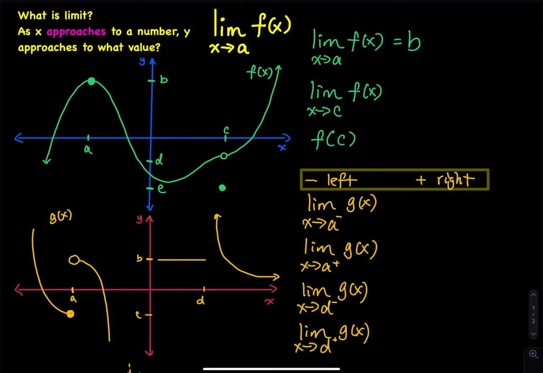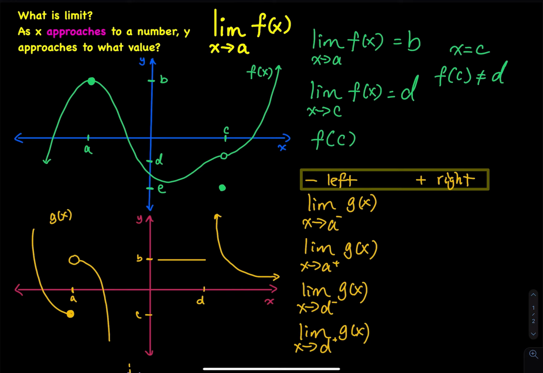What about x approaches c? So c is right over here. As x approaches c from the left, and as x approaches c from the right, y approaches d. So the answer is equal to d. But you might be asking, hey, when you plug in x equals c into the function, f of c is not equal to d, right?